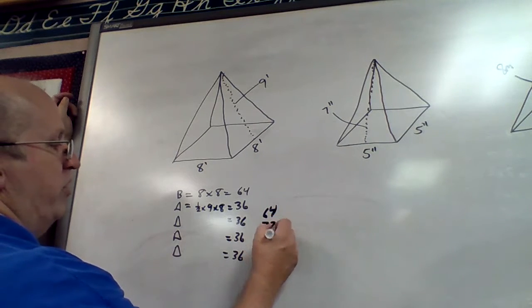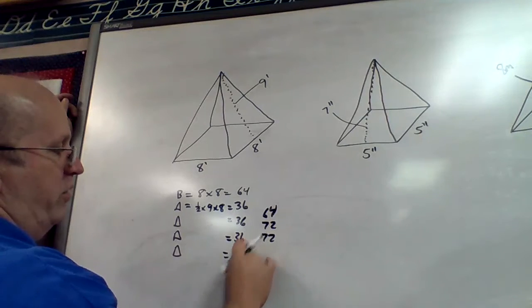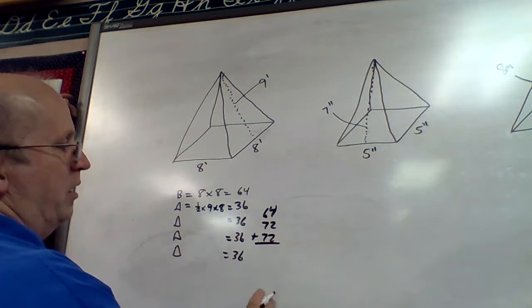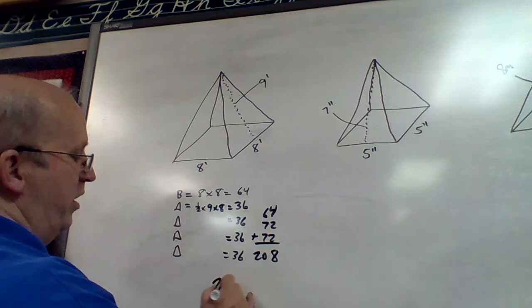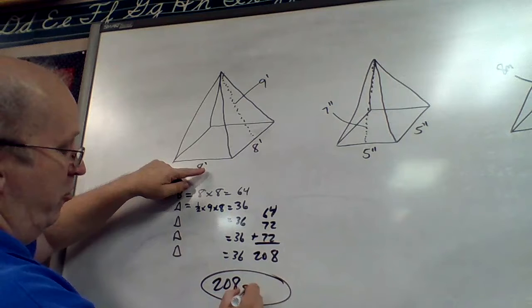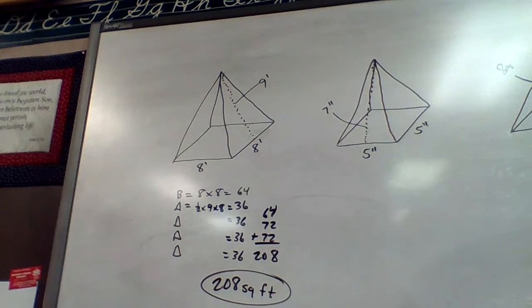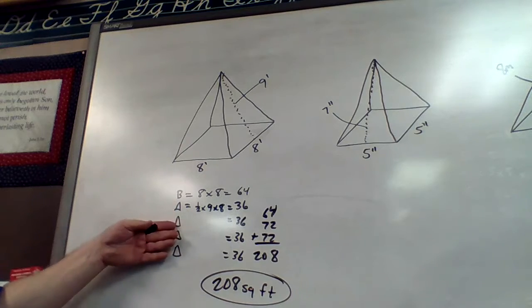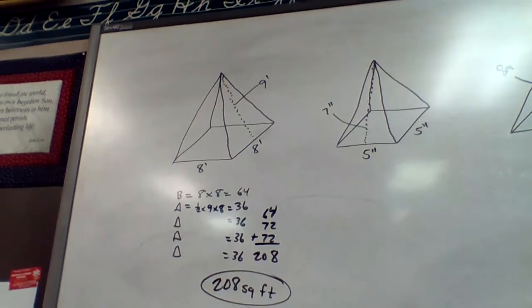64 plus 72 plus 72. I added the 36's together and these 36's together just to make it easier. And I get 208. 208 what? This is surface area, so we're talking, in this case, 208 square feet. 5 faces, figure out the area of each face, add them up, and you're done.